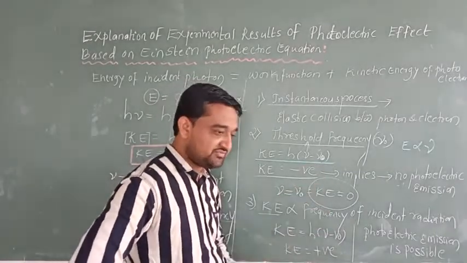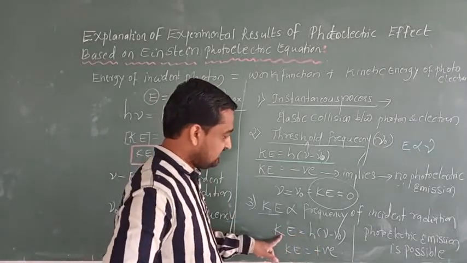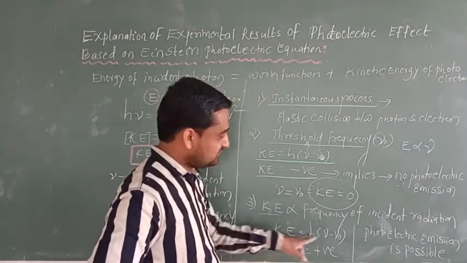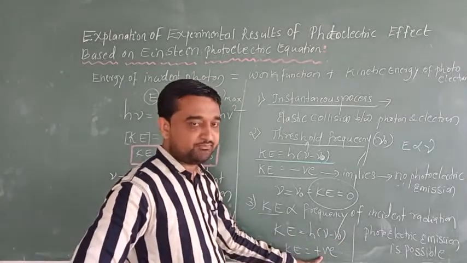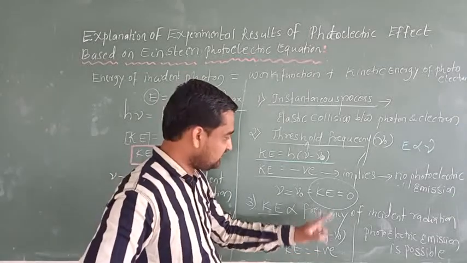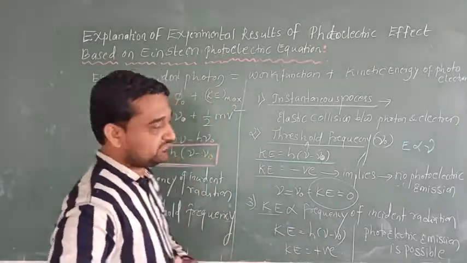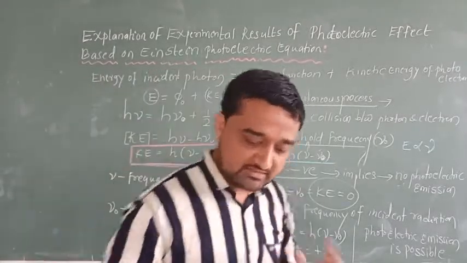So as we have discussed in the result, as the frequency of incident radiation increases, its kinetic energy also increases. So as nu is greater than nu naught, we have a positive term here. As nu increases, again more and more positive you get here. So that's why the kinetic energy of the photoelectrons increases with increasing the frequency of incident radiation.